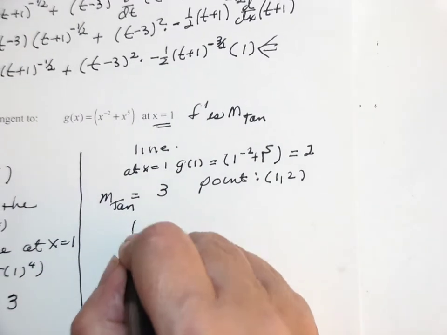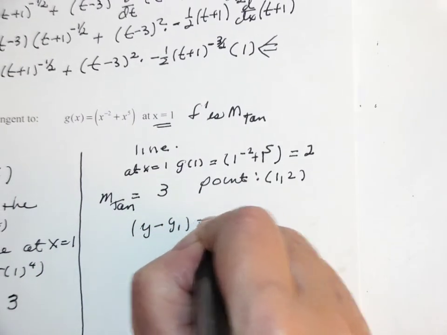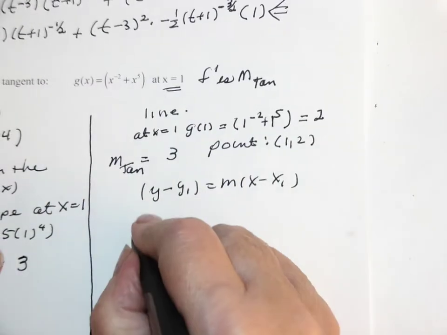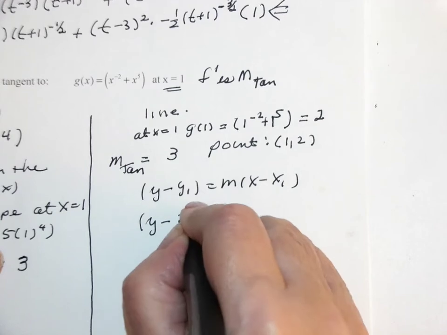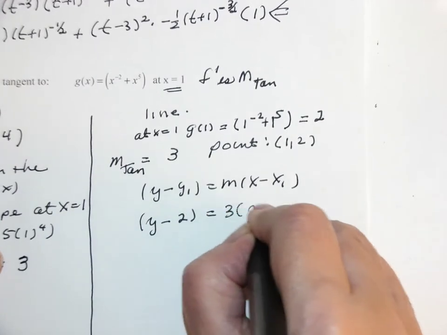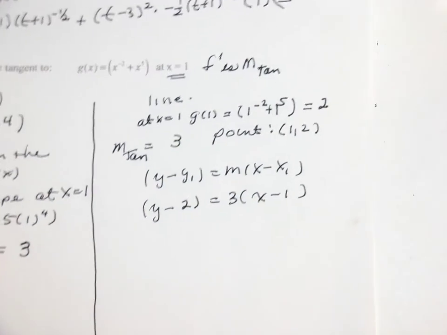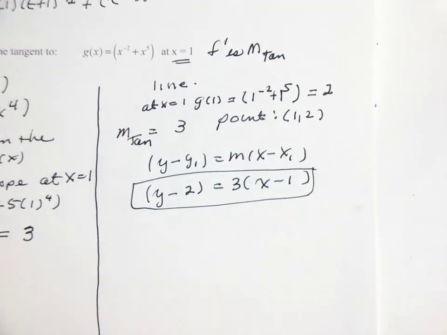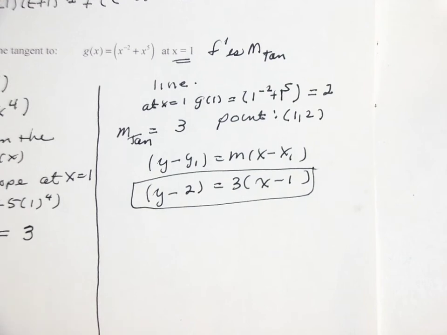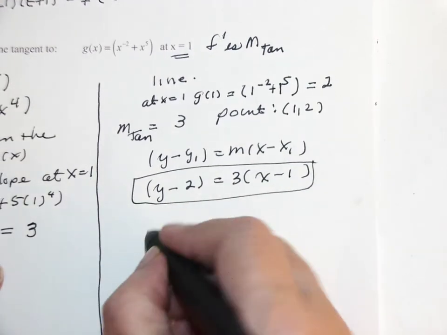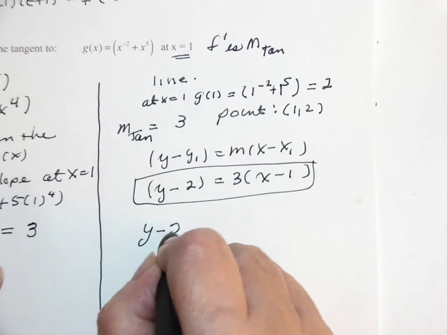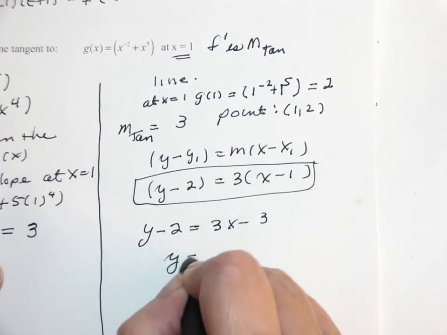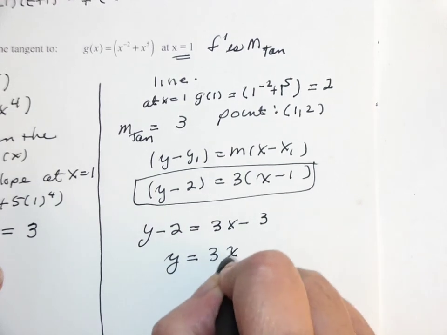So now we know that y minus y1 is m times x minus x1, so that y minus 2 equals 3 times x minus 1. This is a perfectly good answer. Nothing wrong with that. It just says find the equation. Happens to be in point slope form. Slope intercept is easy enough to get. This is 3x minus 3, or y equals 3x minus 1.